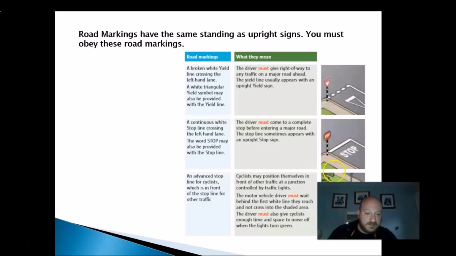Okay? And here, which you can't see because my image is in the way, is an advanced stop line for cyclists, which is in front of the stop line. So here's a stop line where the cars stop, and then there's a picture of a bike on the floor and another stop line. This area is for cyclists, not for cars.